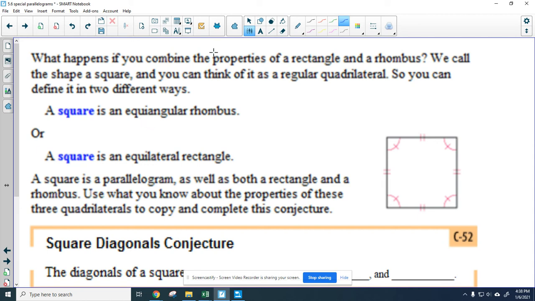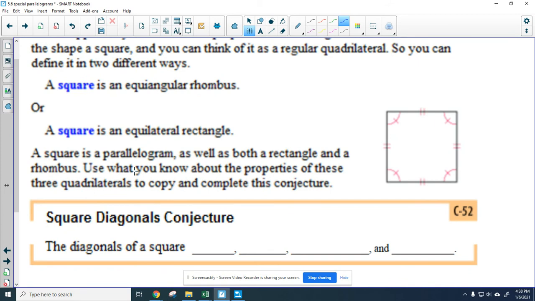This is what happens if you combine the properties of a rectangle and a rhombus. You get a square, right? Sometimes we call that a regular quadrilateral, where the sides and angles are all congruent. And we've talked about it in terms of a square. Yes, it's a rhombus. Yes, it's a rectangle. You just have to make sure that the sides and angles are the same. Now remember, it's also a parallelogram.